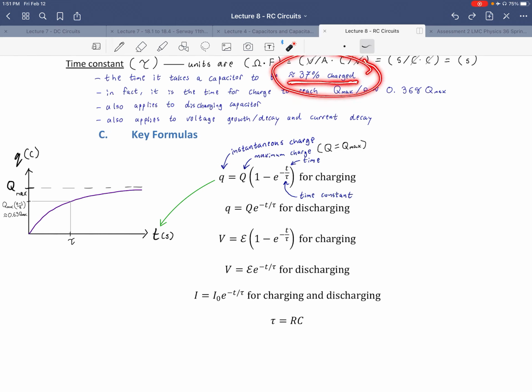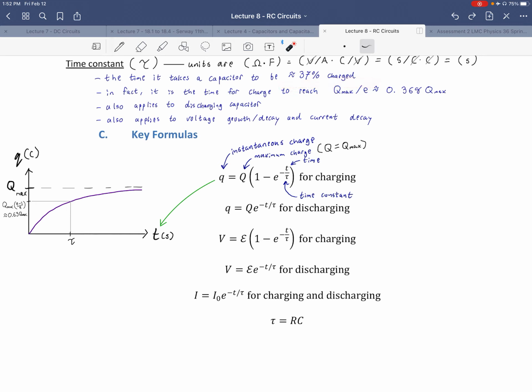This is a common expression, this 37%, and I think that's why I didn't give it a second thought, because a lot of times discharging capacitors are what we care about in physical situations. So this 37% is actually the time it takes a fully charged capacitor to discharge, or rather, in the time tau, this is the result of a discharging capacitor.